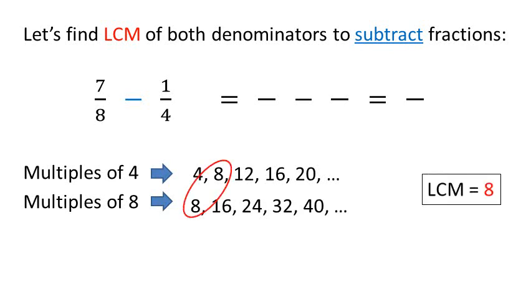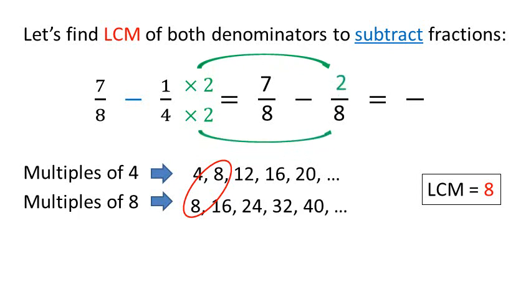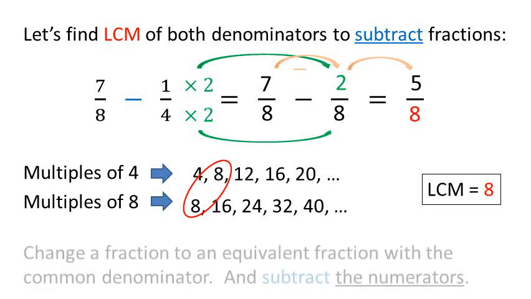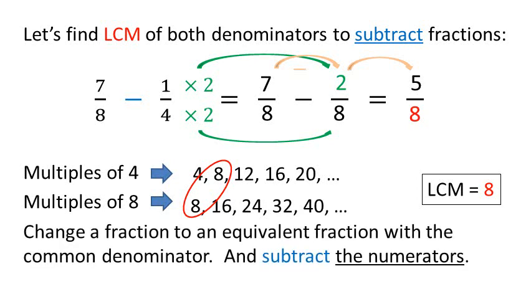For the fraction 7 over 8, you don't need to change anything as the denominator is already 8. For the fraction 1 over 4, we multiply 2 to both the denominator and the numerator to get 2 over 8. Now we subtract 2 from 7 to get 5 over 8. For subtracting fractions, we need to change fractions to equivalent fractions with the common denominator. Then find the difference of the numerators.